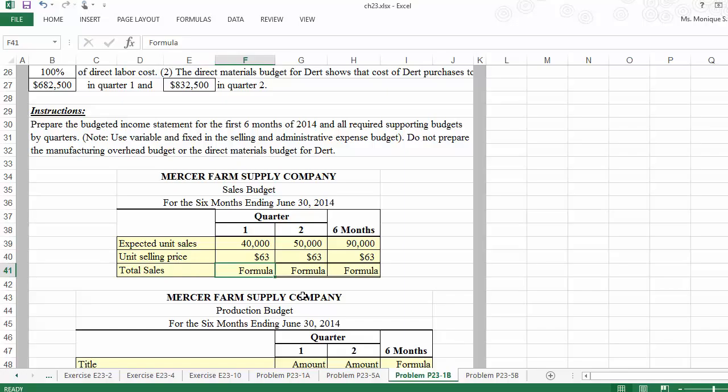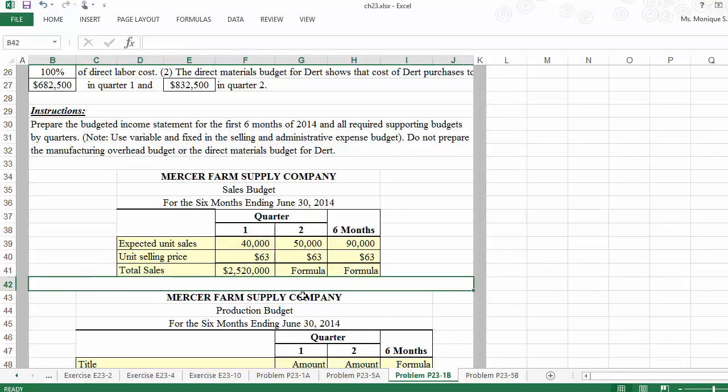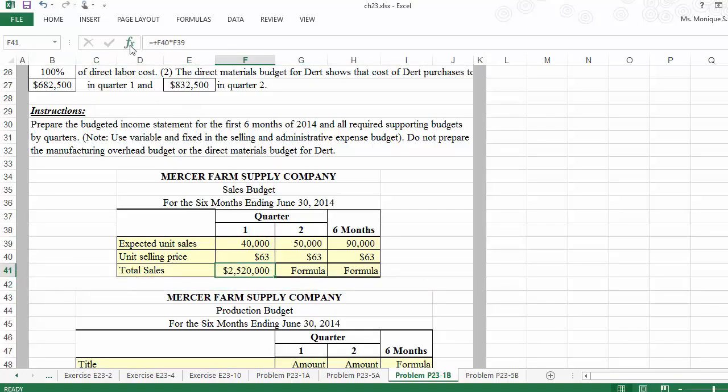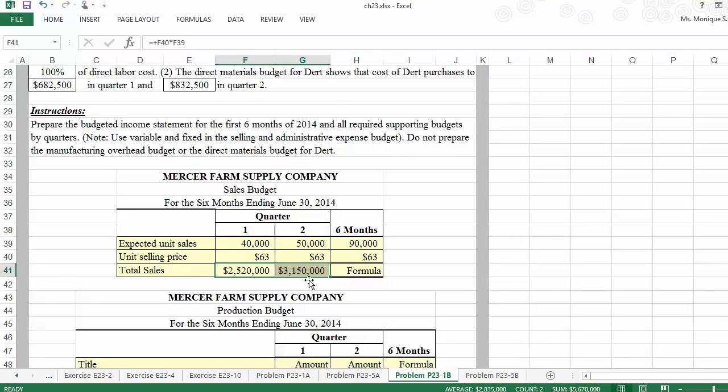And then finally we do our total sales. And that would be the $63 times the 40,000. And again, since there is a formula noted in our cell, we can just copy that over and it will automatically give us the amount. And it's not big enough, so I'm going to do a double click to widen that just a little bit, and that will be the amount for the second quarter.